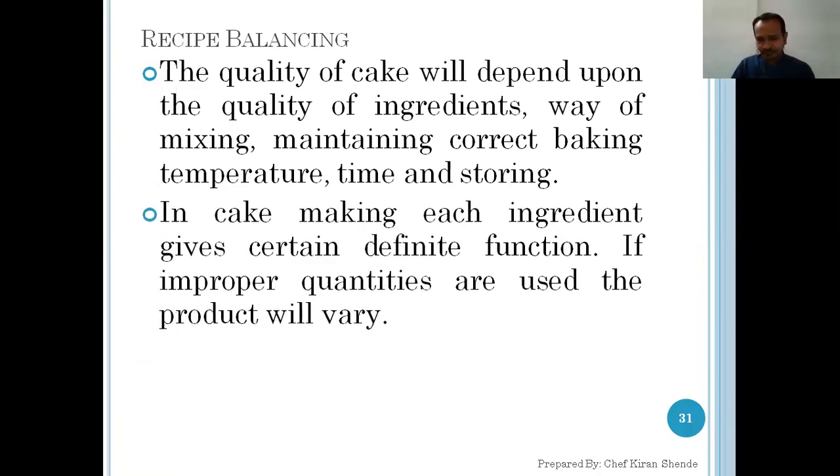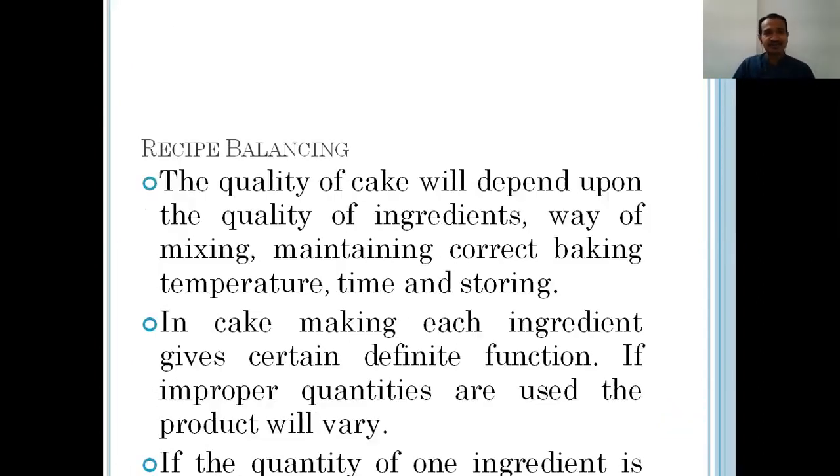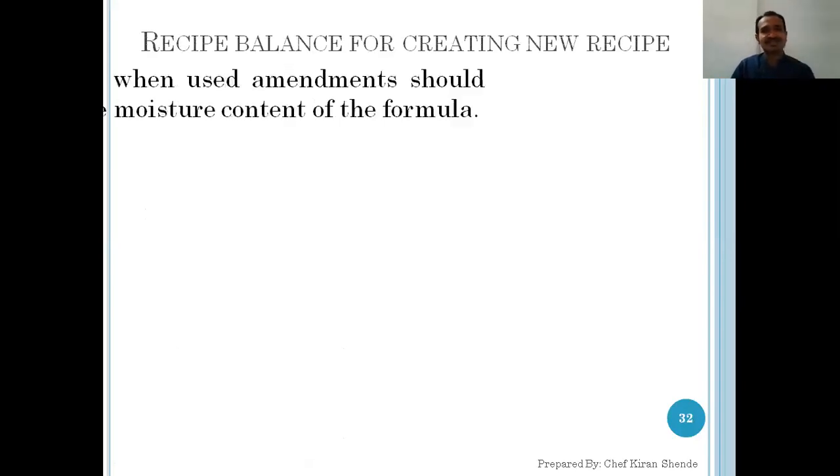In cake making, each ingredient has a definite function. If improper quantities are used, the product will collapse or the product may vary. So every ingredient has its definite role to play. So you have to know how to use these ingredients correctly. If the quantity of one ingredient is changed, then the quantity of other ingredients should also be changed accordingly to maintain a correct balance. Now in my next slide, you will clearly understand how these balances are created.